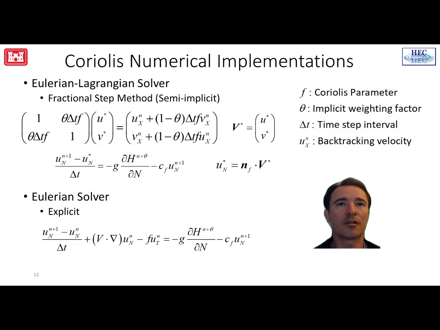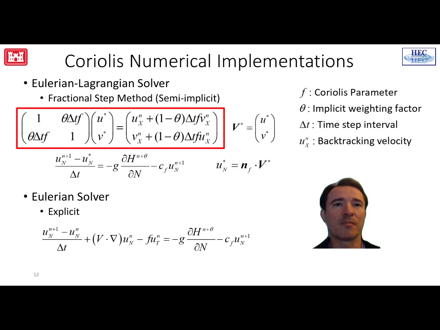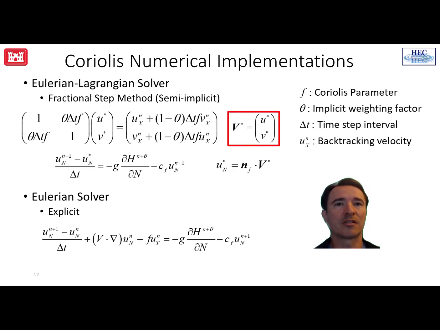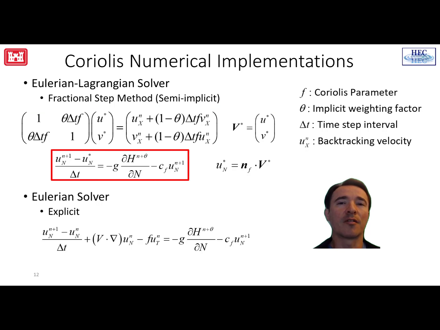The Coriolis term is treated slightly differently in the ELM and EM solvers. In the ELM solver, the Coriolis is computed semi-implicitly with a fractional step method. In the first step, a 2x2 matrix is inverted analytically to compute an interim velocity vector V star, which includes the Coriolis. The second step includes all the remaining terms in the momentum equation.